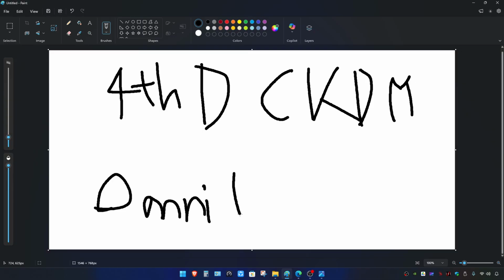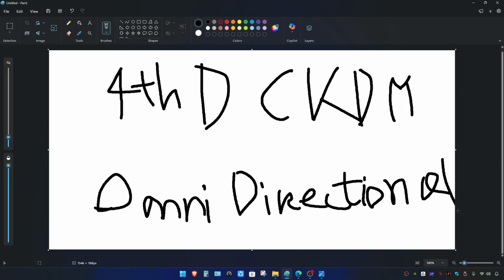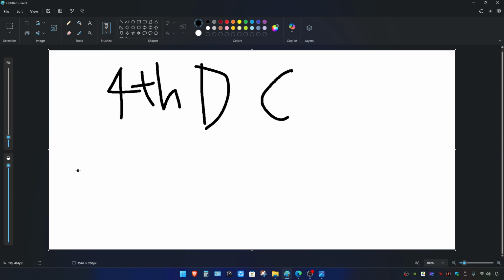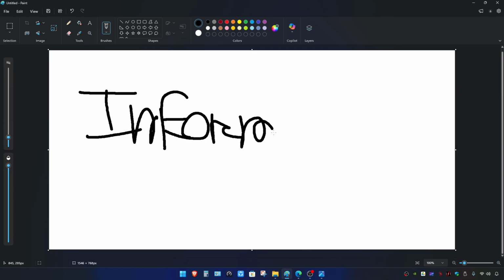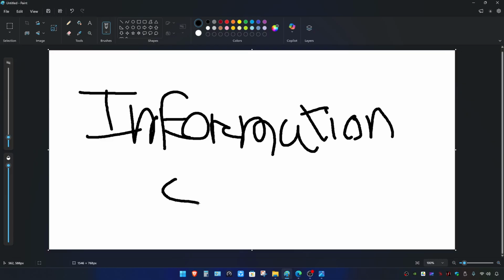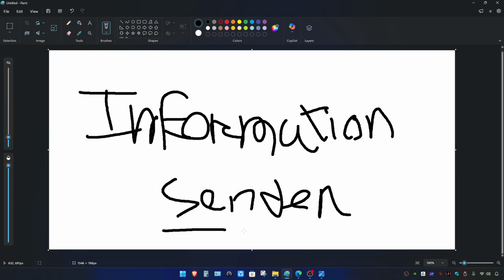Omni, omnidirectional information sender. Not only sender, sender and receiver, plus receiver, R for receiver.